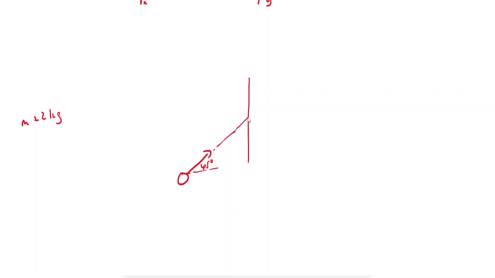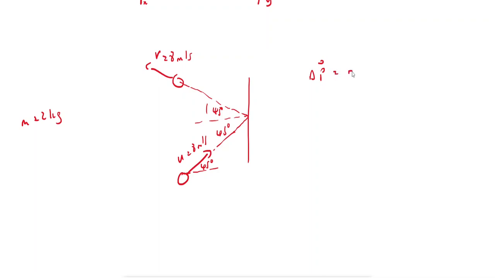So it hits a wall, and then let's say afterwards it comes out with the same speed. So u was 8 meters per second, and it still comes out with velocity v, which is still 8 meters per second. And you are told that this is also 45 degrees. So the question is to find the change in momentum in this case.